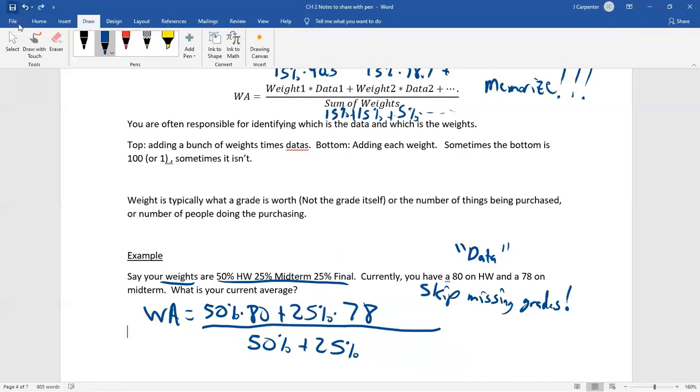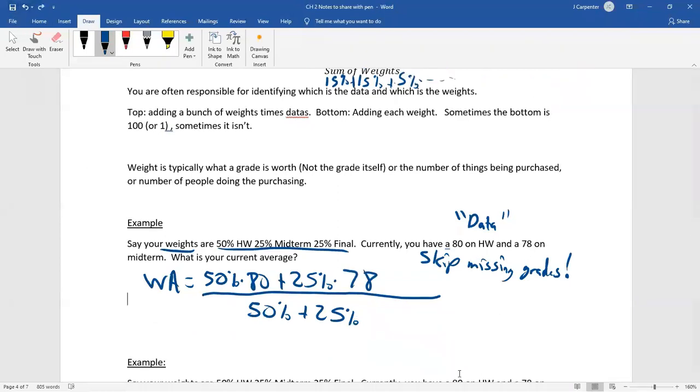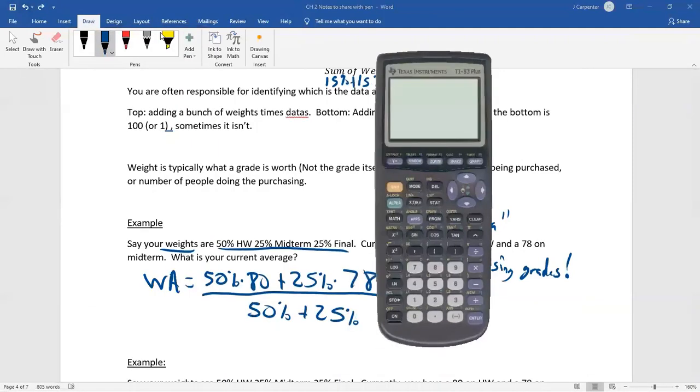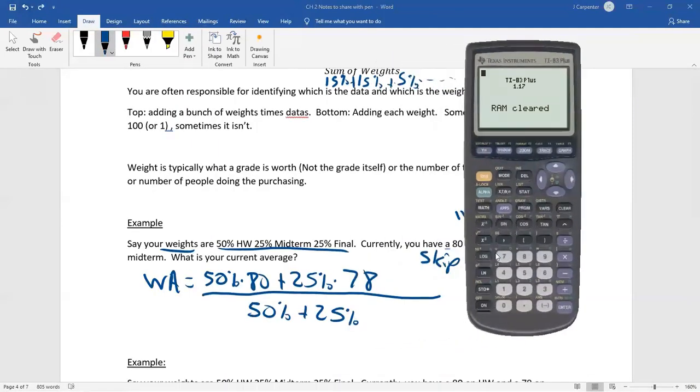All right, so we're going to do all the math here. Pull out our calculator. So we got 50%. I'm not going to write the percentage in this because I can't. So 50 times 80. And then we can just drop the percent symbol in this instance. So that's going to be 4,000. The 25 times the 78 is going to give us 1950.